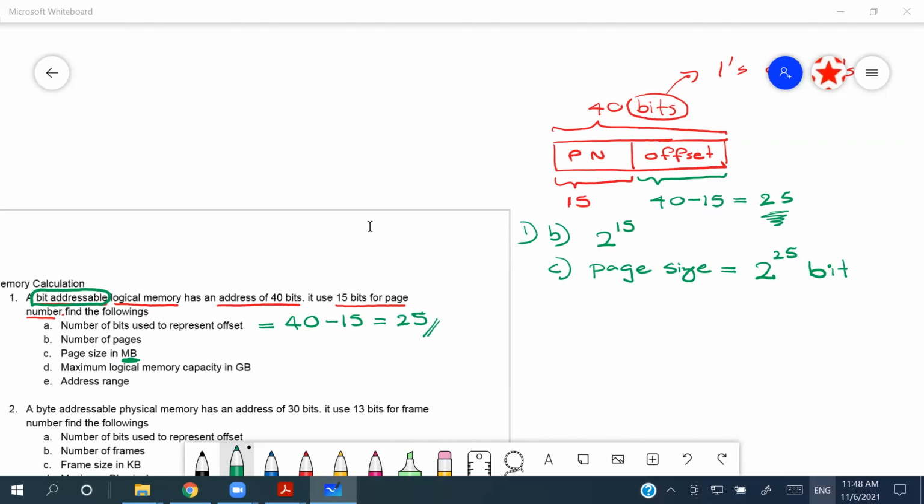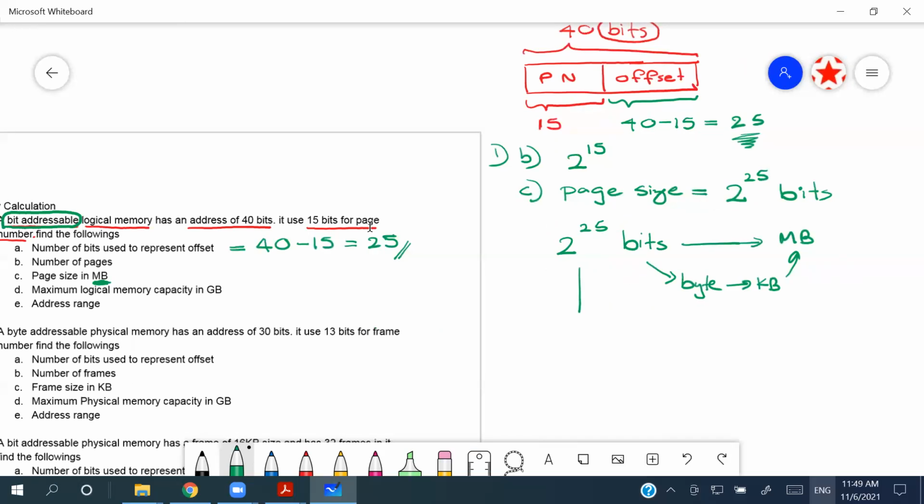So 2 to the power 25 bits are going to be converted into megabytes. For this conversion, I'll give you a certain chart to refer to, right? So what we are doing is converting bits into MB. So we write the journey. Bits become bytes. Bytes become kilobytes. Kilobytes become megabytes. How are we going to do that conversion?